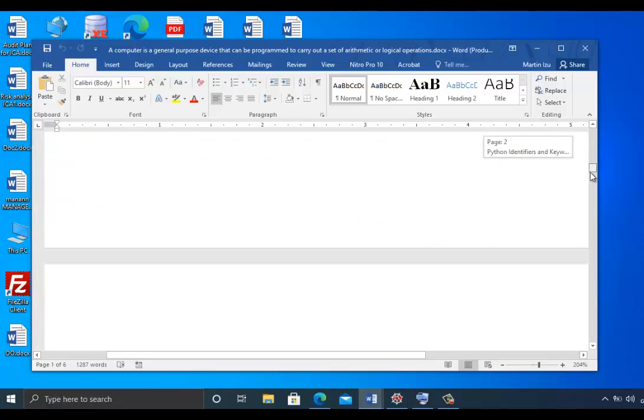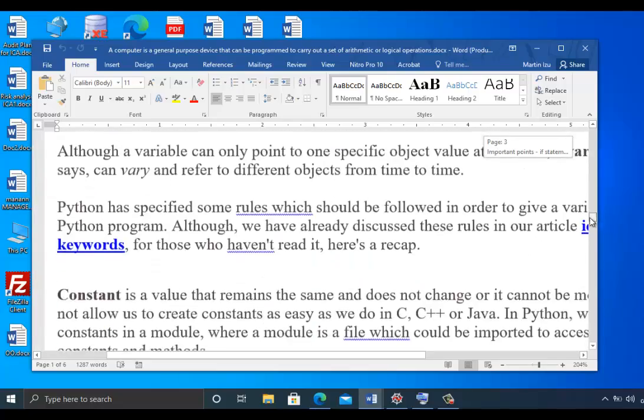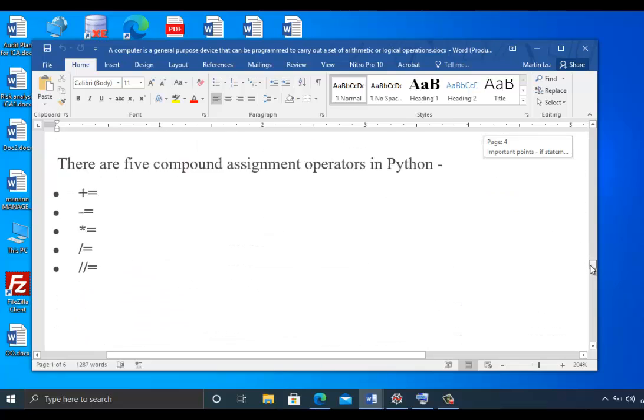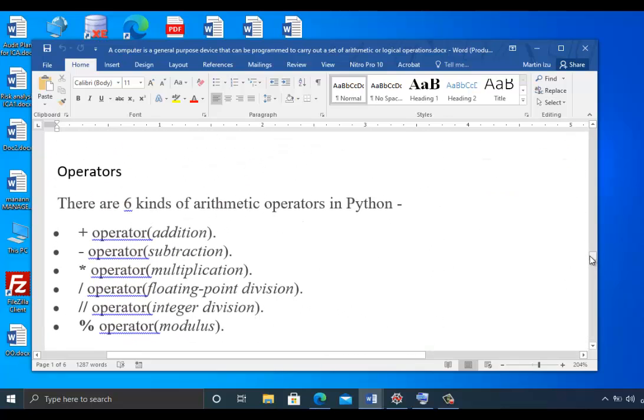Okay, so arithmetic operators are basic operators in mathematics. As we can see on the screen there, the addition operator, the subtraction operator, the multiplication operator, the division operator, the integer division operator, the modulus operator.